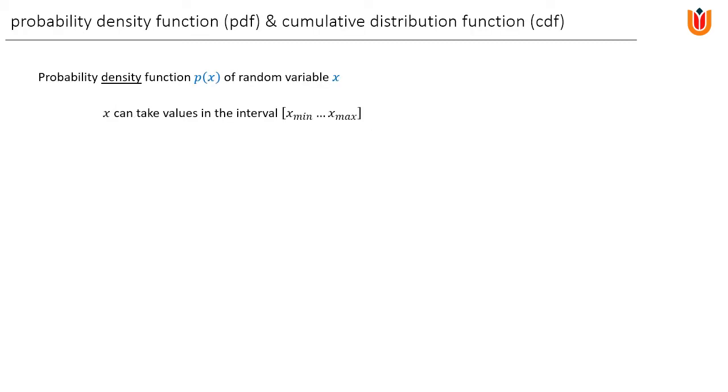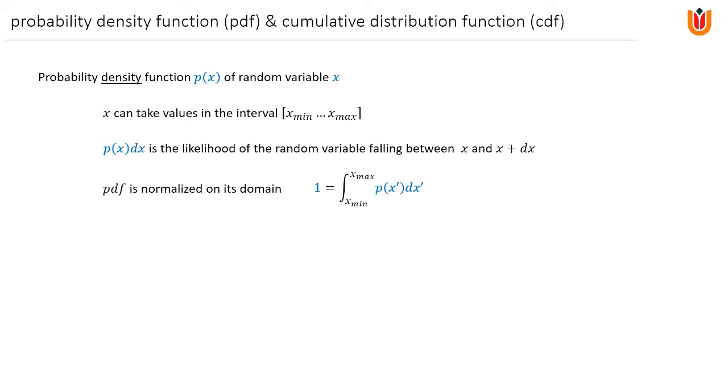First, consider a random variable x, which can take values in the interval x minimum to x maximum. Then the probability density function p of x is defined in such a way that p(x) times dx is the likelihood of the random variable falling in the interval between x and x plus dx. The probability density function is normalized on this domain, so that there is unit probability, 1, that the random variable will fall at some point within this interval.